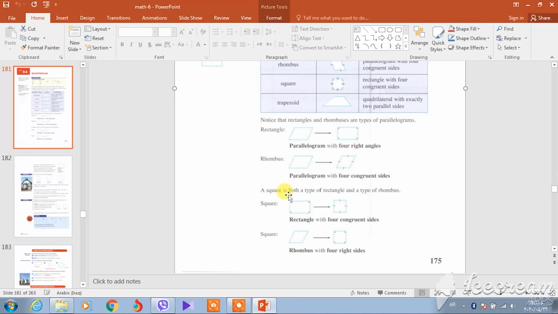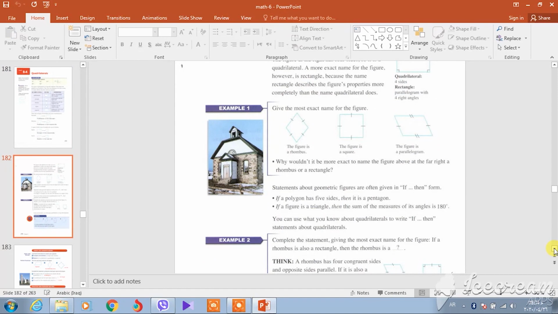And we have a square, which is both a type of rectangle and a type of rhombus. Look, we have this rectangle with four congruent sides, and it changes to a square. And for this rhombus, with four right angles, it changes to a square also. And we have more examples.